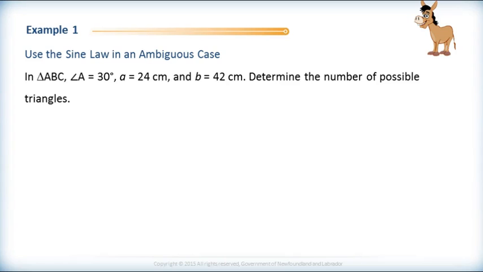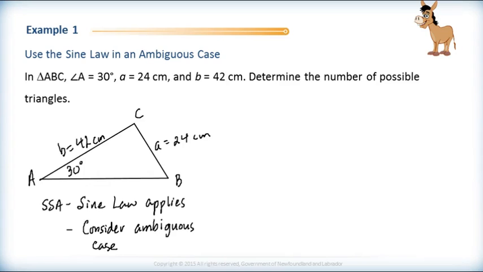I look at a problem here, triangle ABC with angle A 30 degrees, a is 24, b is 42 centimeters. We have to determine the number of possible triangles. Setting this up in a guiding diagram that may not be accurate because we don't really know if we got a triangle even, but it's something to guide us. We see that we have side-side-angle, the donkey theorem is going to apply, and we're going to use the sine law.